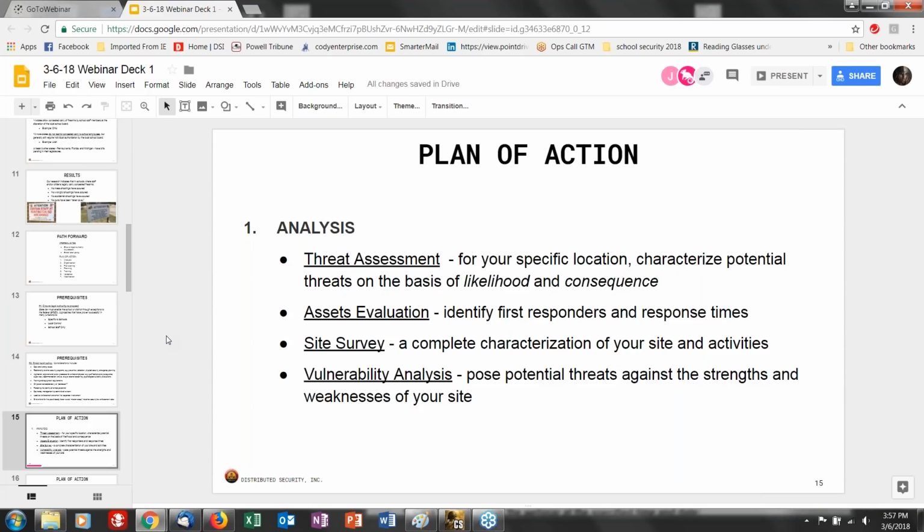Then you must conduct a site survey, which is a very complete and detailed characterization of your site or building and its activities. And once all of that is in place, then you conduct a vulnerability analysis, which poses all of your characterized potential threats against the strengths and weaknesses of your site, both now and after any security improvements that you put in place, including armed defenders.